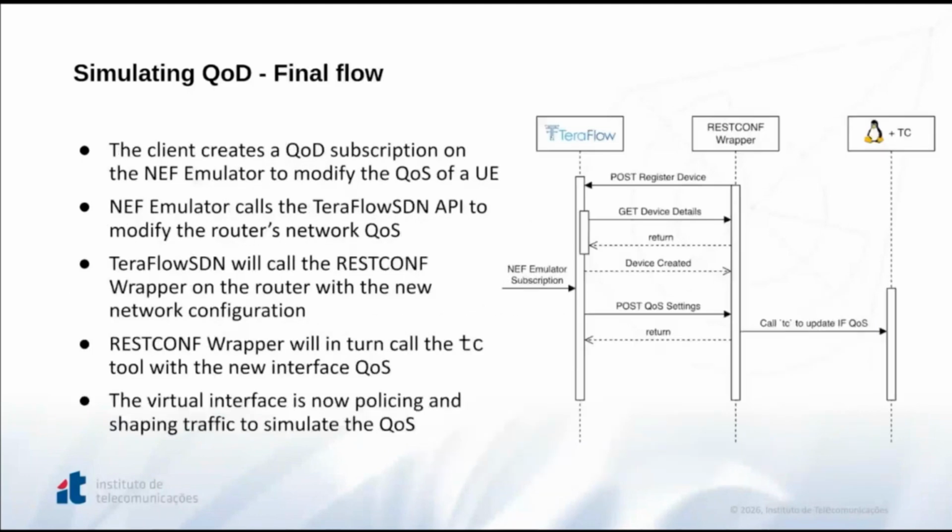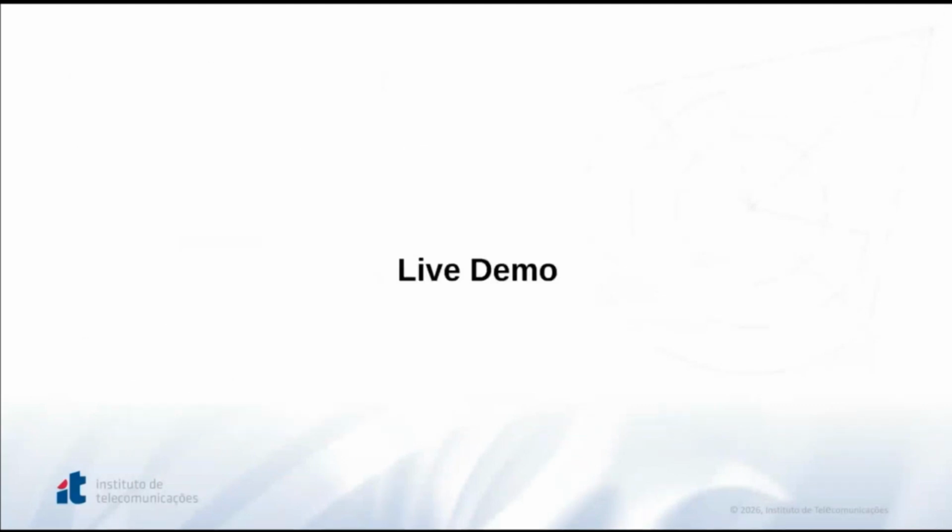So this is basically the flow that I've previously mentioned. Initially, our wrapper contacts TeraFlow to register a device. And then when the NEF emulator has a QoD subscription created, either directly or through the CAMARA APIs, it sends the new QoS profile to the wrapper that translates it into TC invocations.